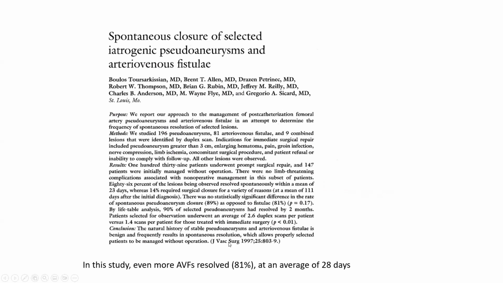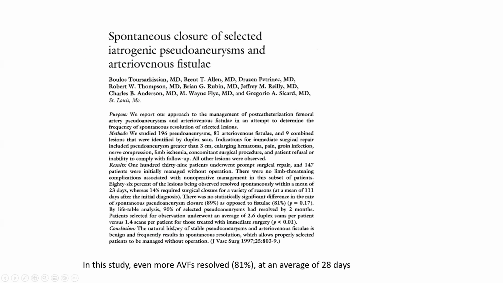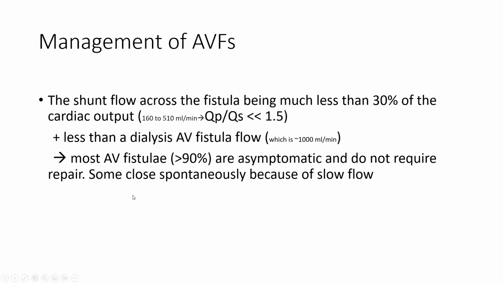And this is another series from the 90s. In this study, even more AV fistula resolved, 81%, more than 38%, and they resolved at an average of 28 days. So again, AV fistula tend to be benign. And why are they benign in general? Because as when we talk about shunting across the heart, in order for you to have a QP/QS of 1.5 in cardiac hemodynamics, the flow across the shunt needs to be more than 30% of the QS, of the systemic output.